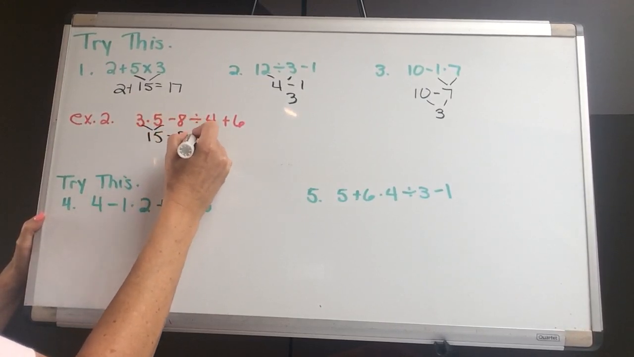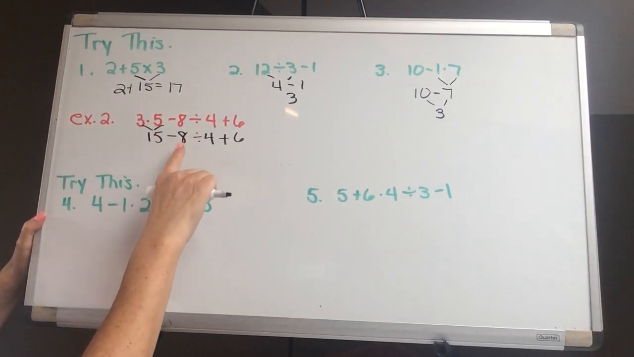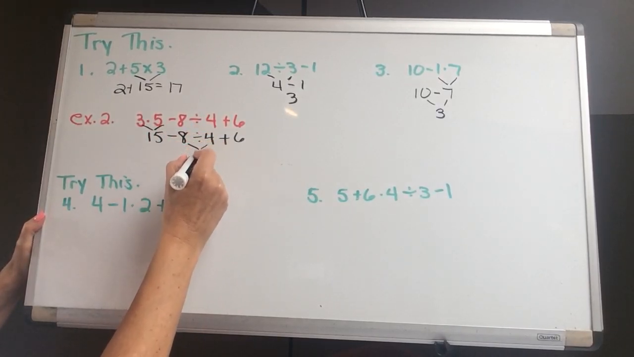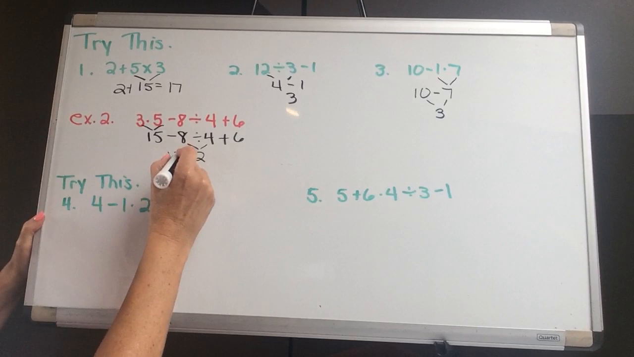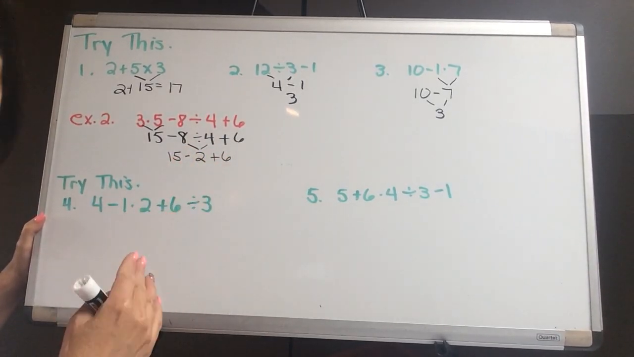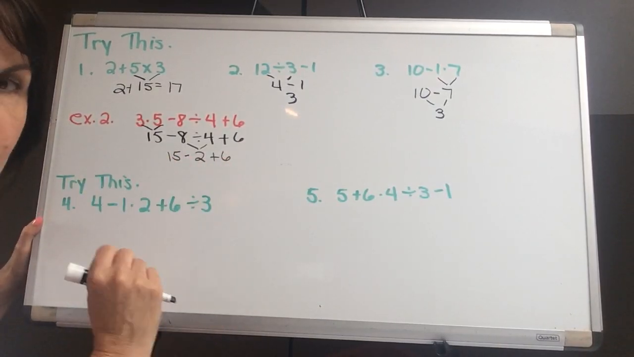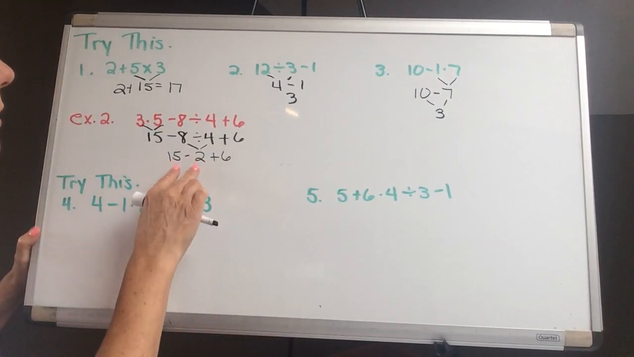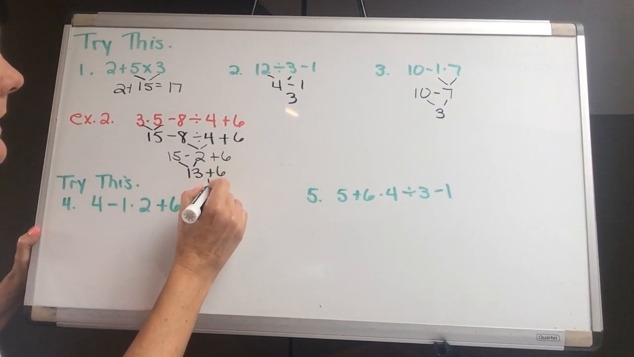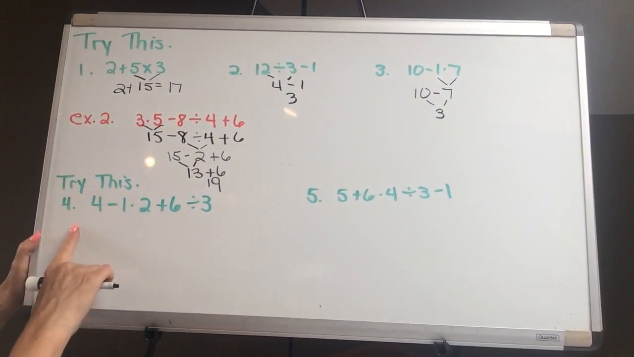15 minus 8 divided by 4 plus 6. Then again, now I look, I have subtraction, division, or addition. Well, I do division first. 8 divided by 4 is 2, and bring down the rest of the problem. Do not try to do it all in your head. And now I have subtraction or addition. So even though in that little acronym, addition came first, it's addition or subtraction, whichever comes first from left to right. So you're going to do this first. Plus 6 is 19.